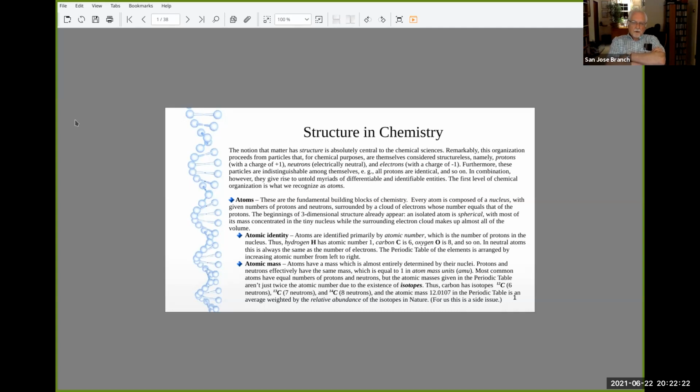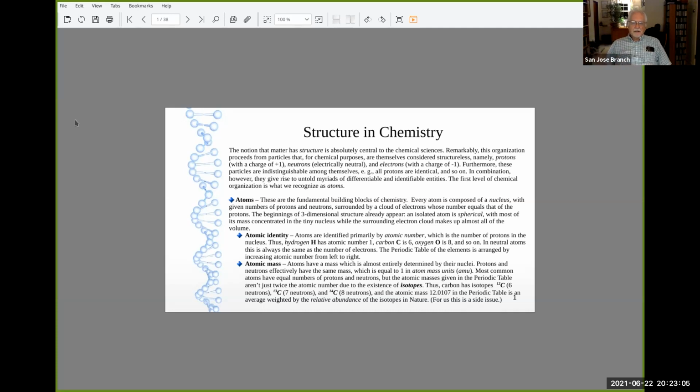When you start putting electrons, protons, and neutrons together, that leads to the first level of chemical organization, and that's what we call atoms. Atoms are the fundamental building blocks of chemistry. Every atom has a nucleus. The nucleus is made of protons and neutrons. So the nucleus has positive charge because of the protons in it, and it has a mass because of the protons and neutrons. Both particles have mass.